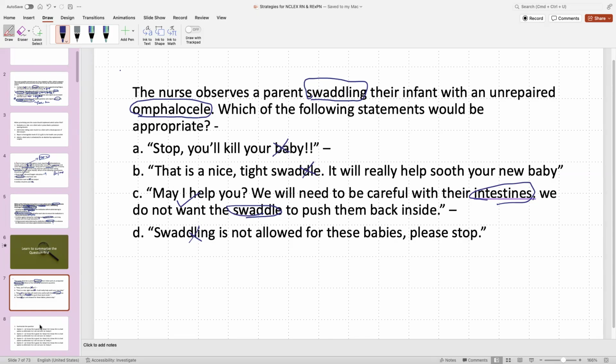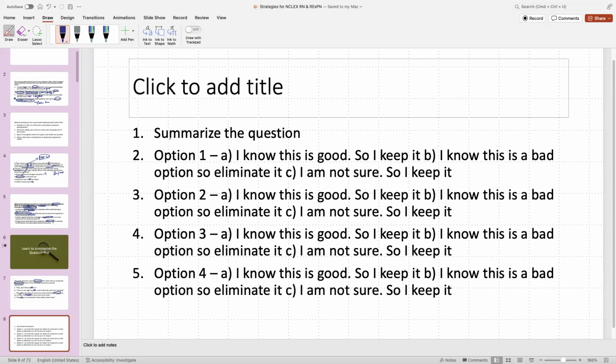That is not the way I prepared for my NCLEX, and that's not the way I teach. So remember, summarize the question, find the keywords in the question, and go with option one. I know this is good, so I keep it. I know this is bad, so I eliminate it. I'm not sure, so I keep it. Do that with each and every option, and at the end you can eliminate one or two options, maybe even three options.